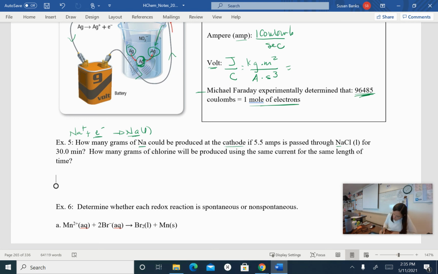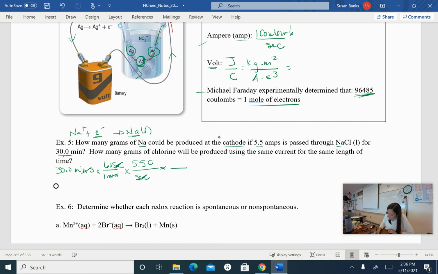I'm going to start with my 30 minutes. But my amps are coulombs per second. So I need to get my minutes into seconds. So for 1 minute, I have 60 seconds. So my minutes cancel out. And then my amp is coulombs per second. So I can say that I have 5.5 coulombs per second, right? And I want my seconds to cancel, so I'm going to put my seconds on the bottom.